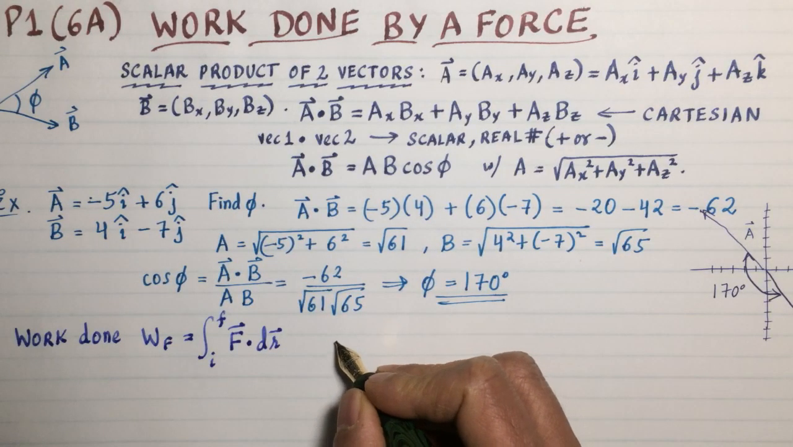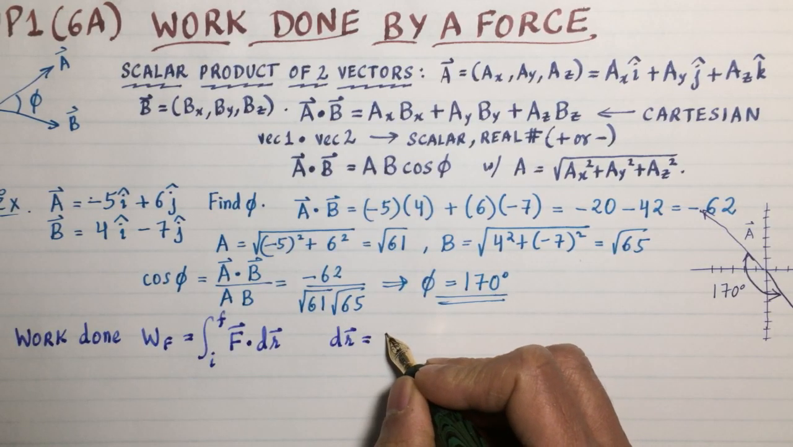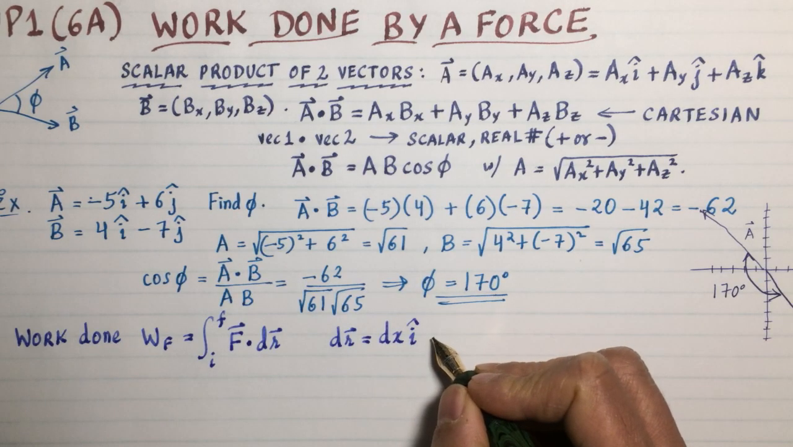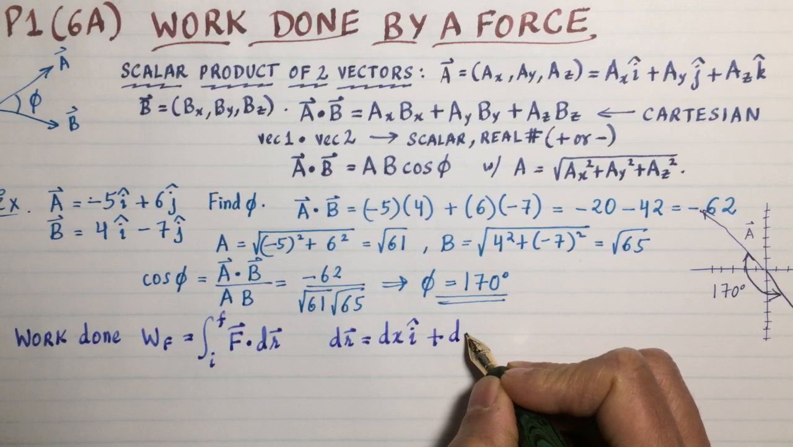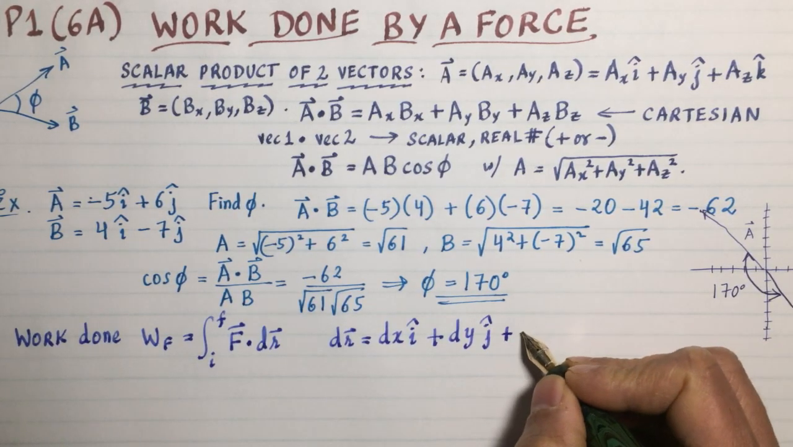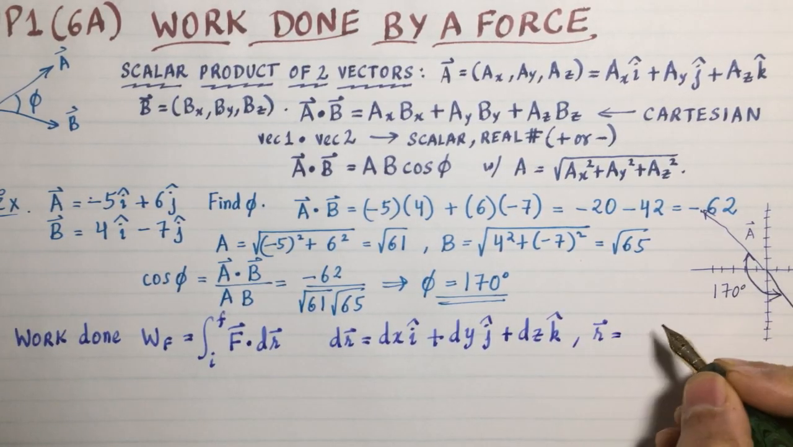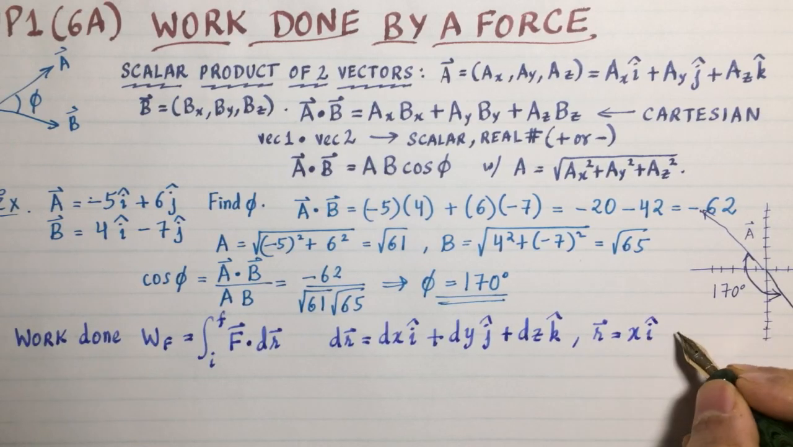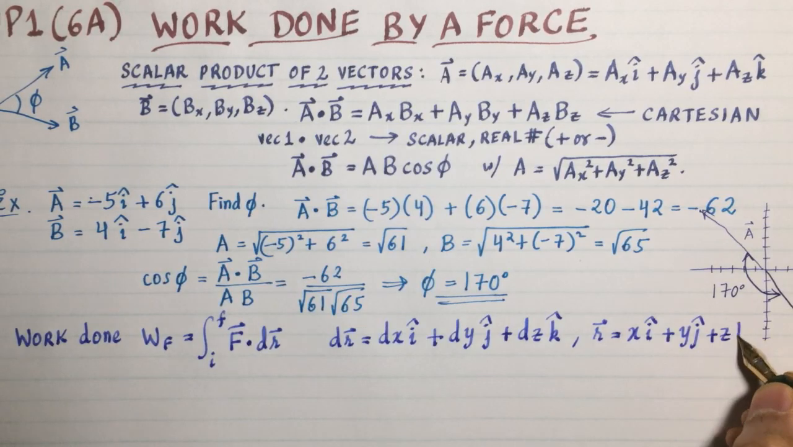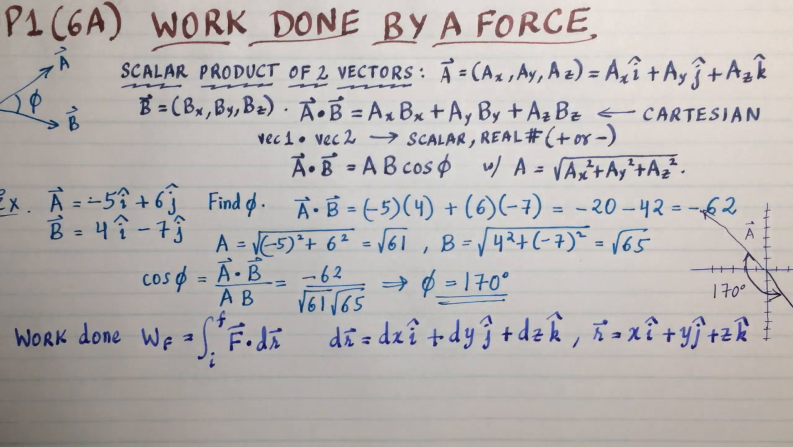Now in general, in 3 dimensions, dr is the Cartesian unit vector in a general direction. So you're going to write this as dx i hat plus dy j hat plus dz k hat. Basically what you're doing is differentiating what's called the position vector r, which is given by this formula. You're differentiating by putting a d in front of all these 3 things.